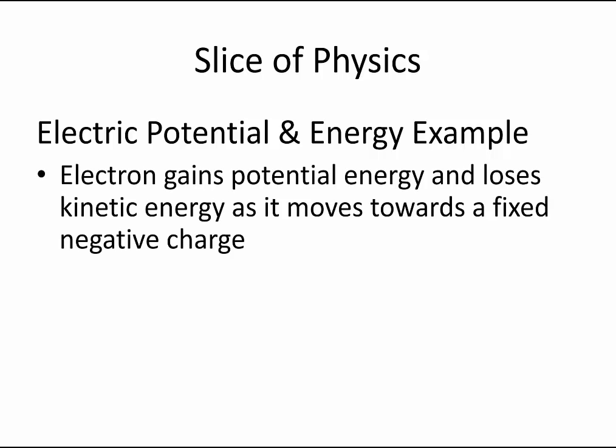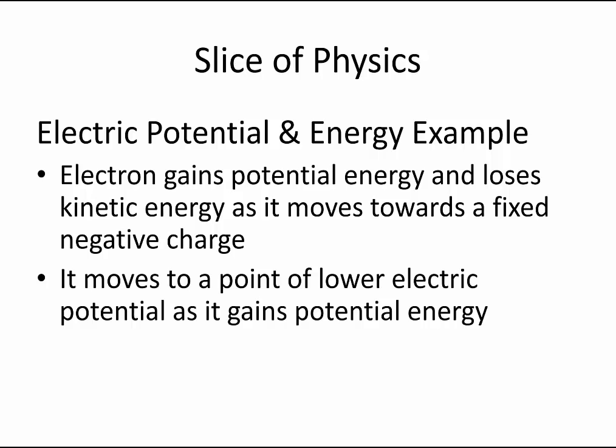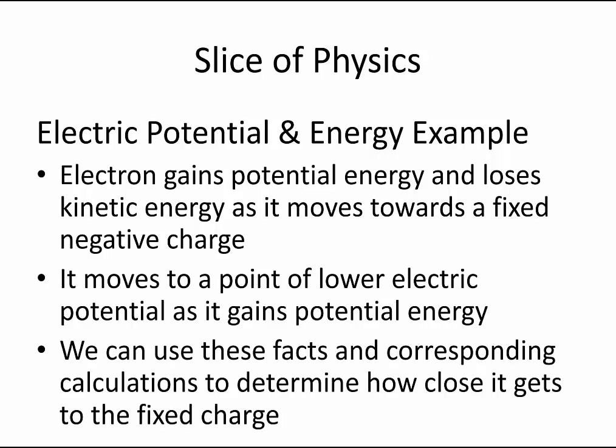We saw that an electron gains potential energy and loses kinetic energy as it moves towards a fixed negative charge. Then we saw that it moves to a point of lower electric potential as it gains potential energy. And we used these facts and the corresponding calculations to determine how close the electron gets to the fixed charge before turning around.